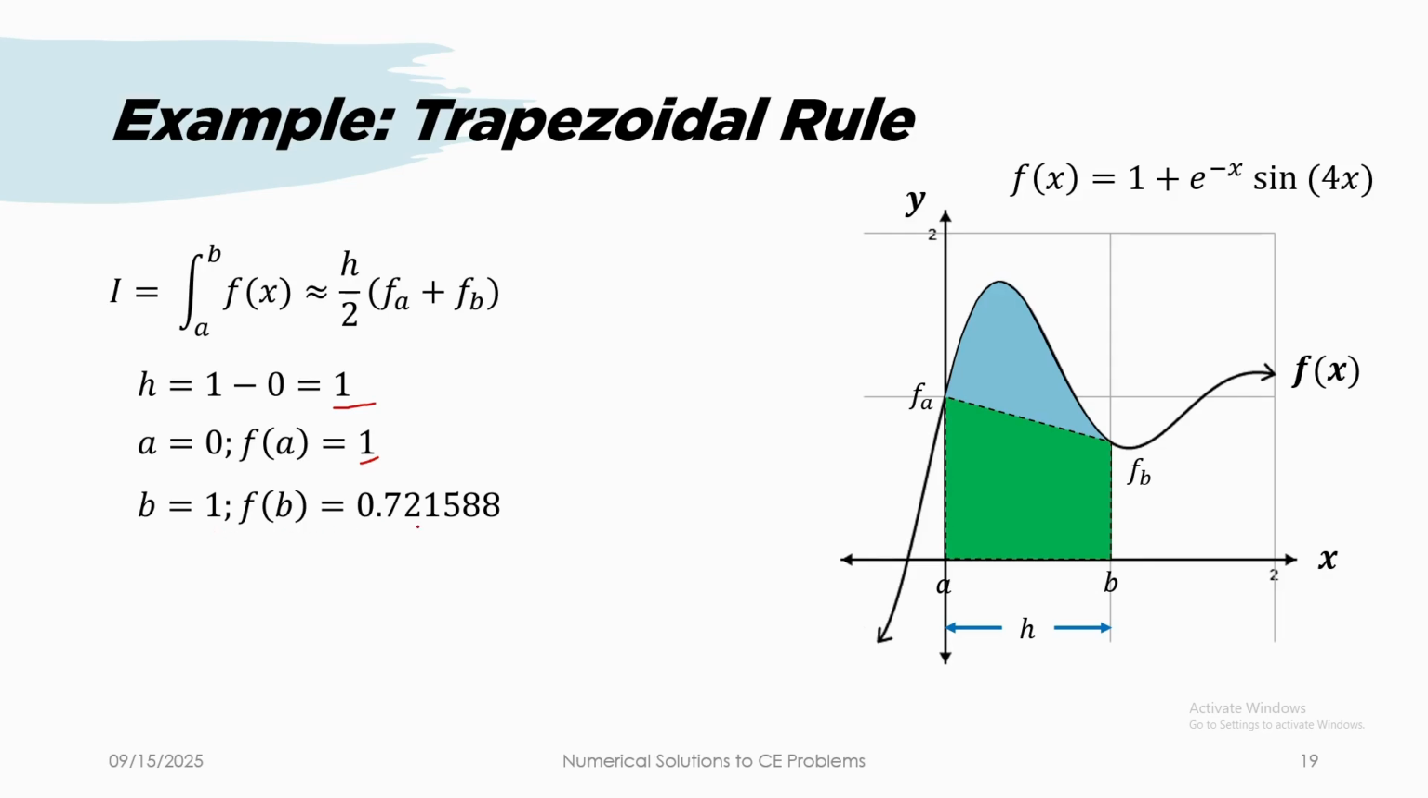At b, we just plug in 1 to the function. So that's f of 1 equals 1 plus e raised to negative 1 sine 4. Remember to use radians when using your calculator, since we are working with trigonometric functions. This would result in 0.721588.